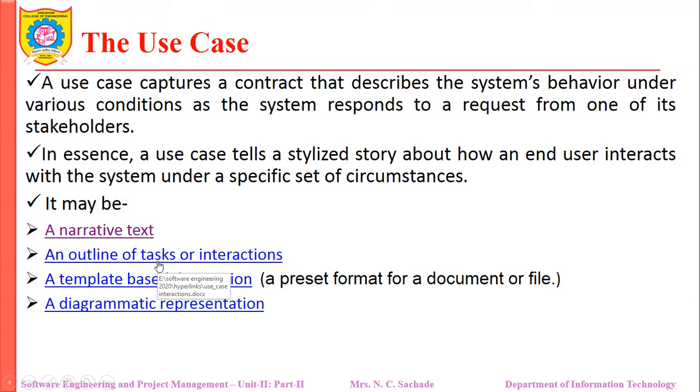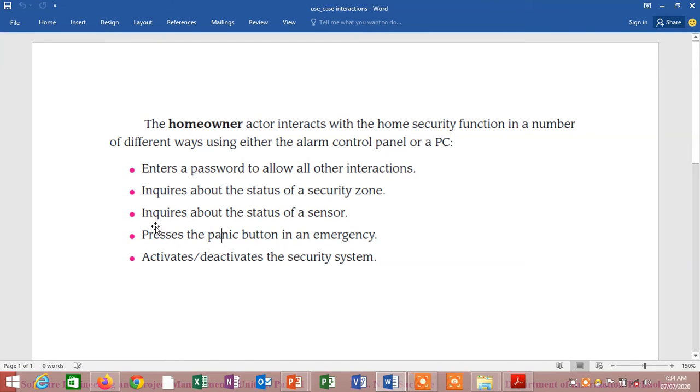The second way we can prepare use cases is an outline of tasks or interactions. The actor is the same, that is the homeowner. He is going to interact with the home security function in a number of different ways using either the alarm control panel or a PC. How will they interact? Enter passwords to allow other interactions, inquire about status of a security zone, inquire about status of a sensor, press the panic button in case of emergency, activate or deactivate the system. These are the interactions taking place between the actor and the system.